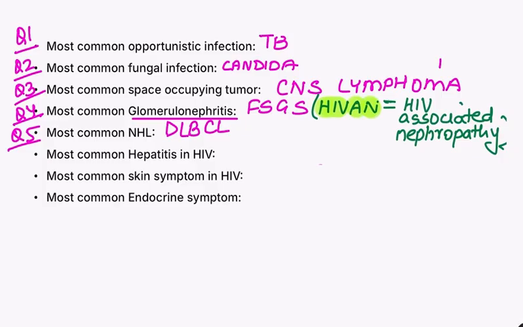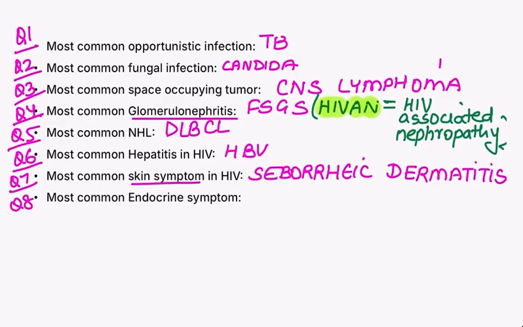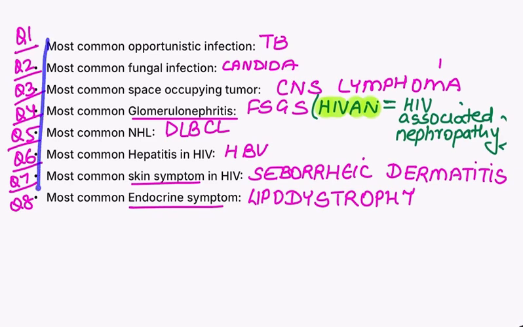Now coming to the most common hepatitis that you see in HIV, the most common answer is always hepatitis B. Probably 2 questions which you don't know an answer to. What is the most common skin symptom? A lot of controversy, but best answer would be seborrheic dermatitis. And the most common endocrine system would be lipid related disorder, that is going to be lipodystrophy. All your one-liners of all the subjects are done.